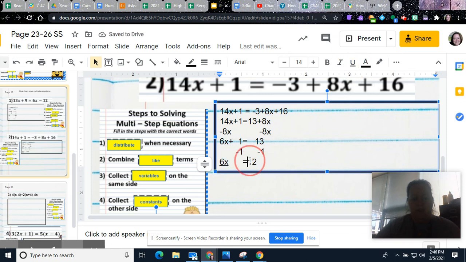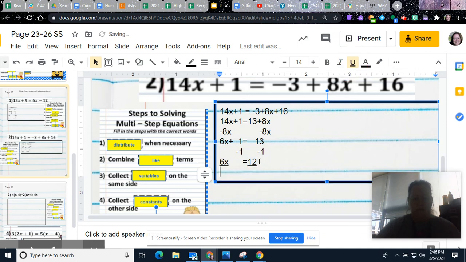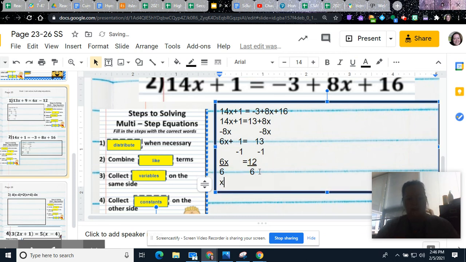So we're going to use the underline feature to show that we're dividing. But we don't need the underline feature on the bottom. And so then you're left with x equals 2. And that's how you do it.